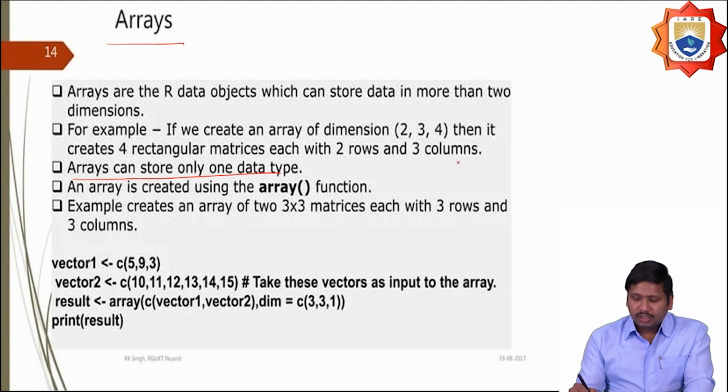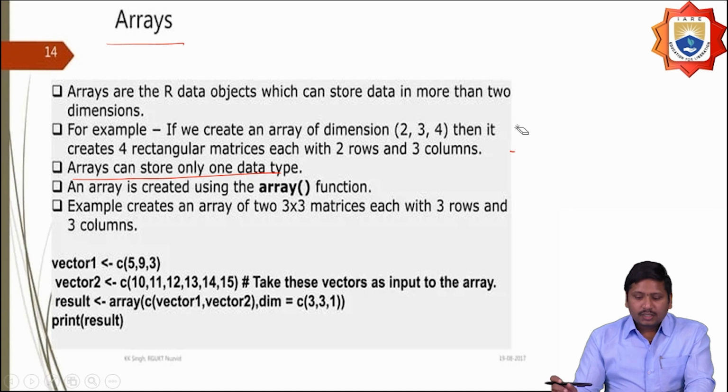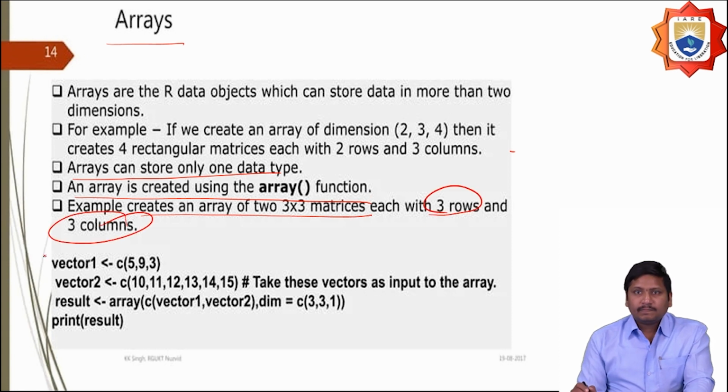Already you know that in C and Java it can store only a single data type. So in an array I can store either integers, floating point values, or strings only. Arrays can store only one data type, and an array is created with the array function. For example, this creates an array of 2 3 by 3 matrices, each with 3 rows and 3 columns.